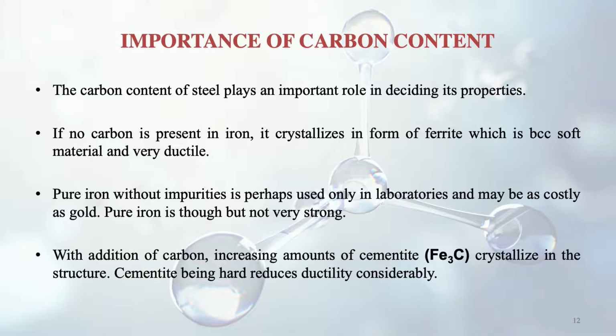With addition of carbon, increasing amounts of cementite form. Like ferrite we discussed, there is another thing called the cementite, which is given by the chemical formula Fe3C. It's cementite. So this has hardness property and its strength is also more. So with addition of carbon, this cementite is formed and it crystallizes in the structure. Cementite, like I told, is very hard and it reduces ductility considerably.